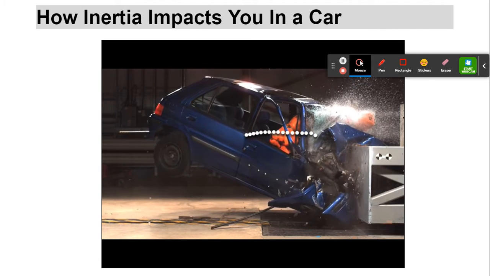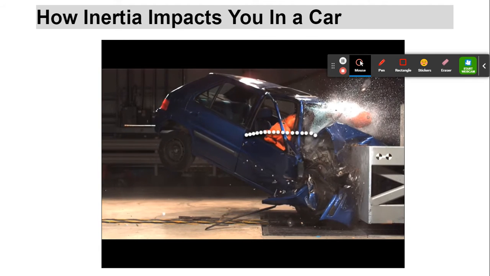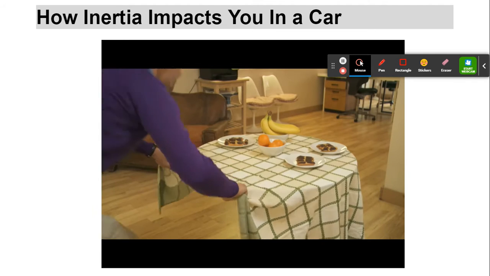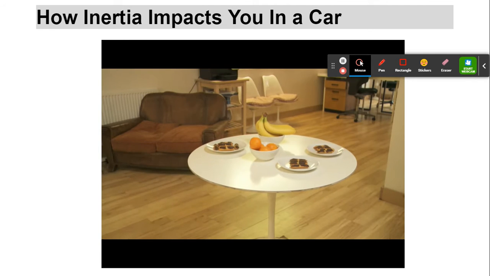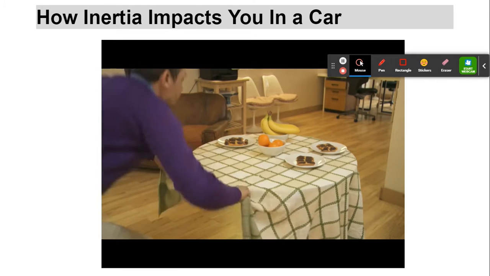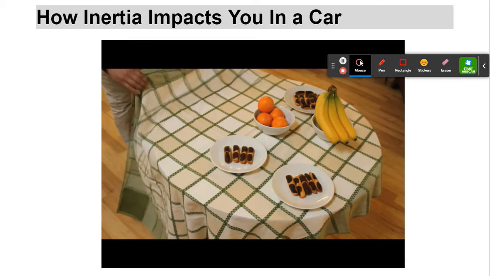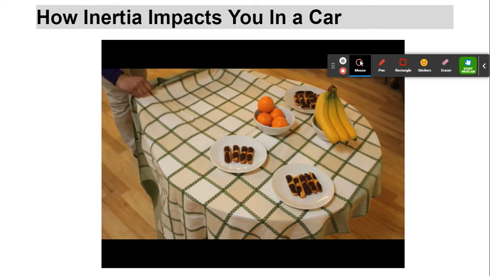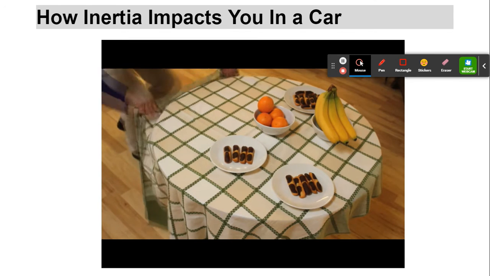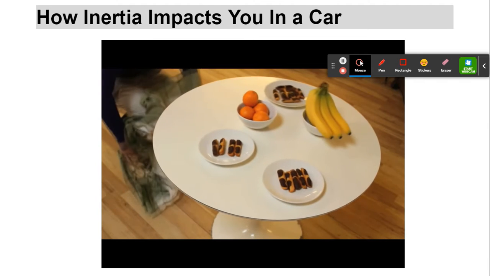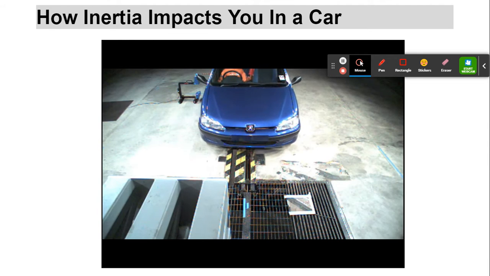This resistance to a change in motion is called inertia, and it applies even when the velocity is zero. It's this property that enables people to do things like this. The china on the table stays pretty much at rest, even when the tablecloth's pulled from under it. That's because there's not enough sideways frictional force to overcome the china's inertia and get it to move. Back to the crash test.